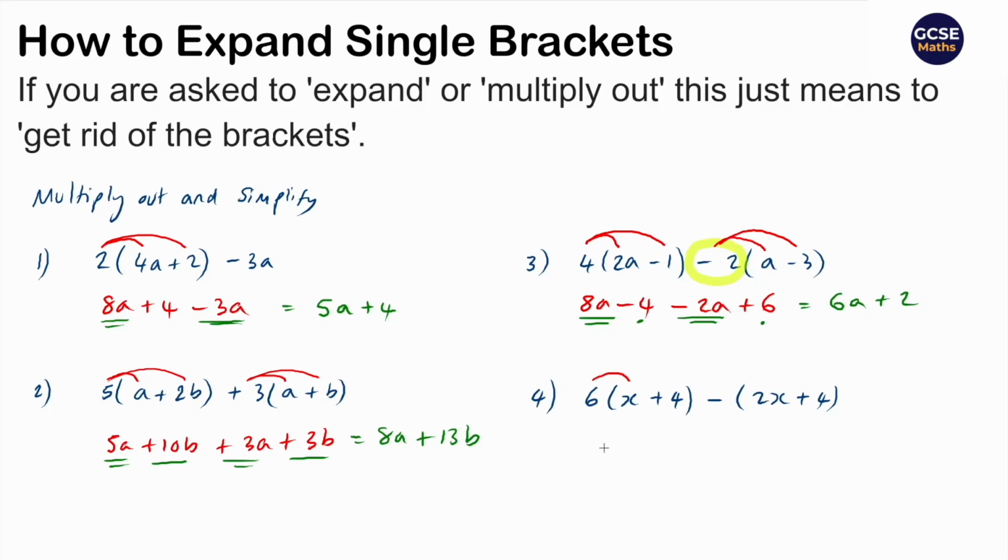Last one, 6x, do the outsides, plus 24. This next step is where confusion tends to happen. You need to understand that this is minus 1 multiplied by all of that. So here goes, minus 1 multiplied by 2x is minus 2x. Minus 1 multiplied by plus 4 is just minus 4. And now we just bring it together like before. 6x minus 2x is 4x. Plus 24 minus 4 is just plus 20.